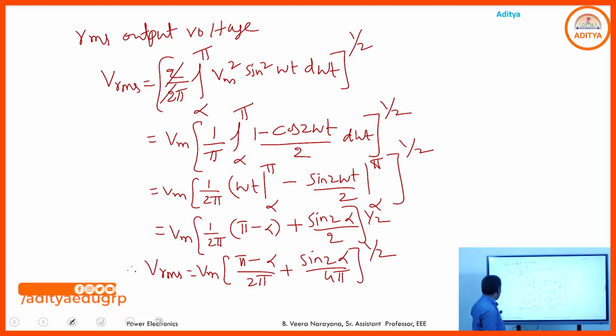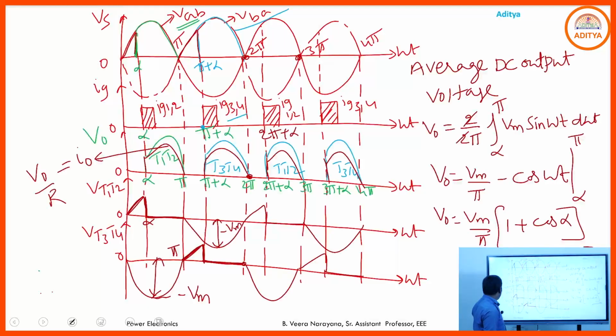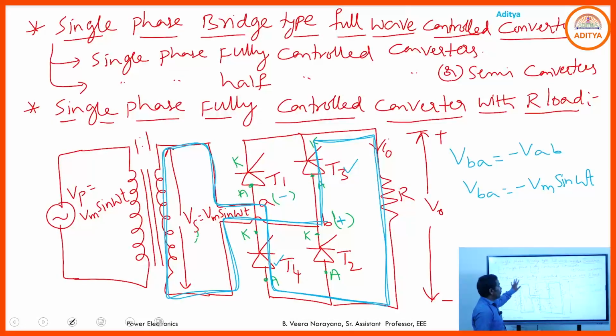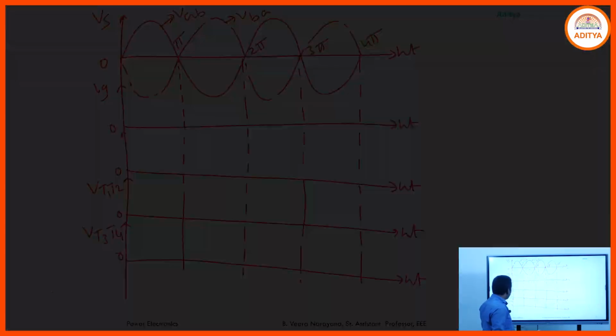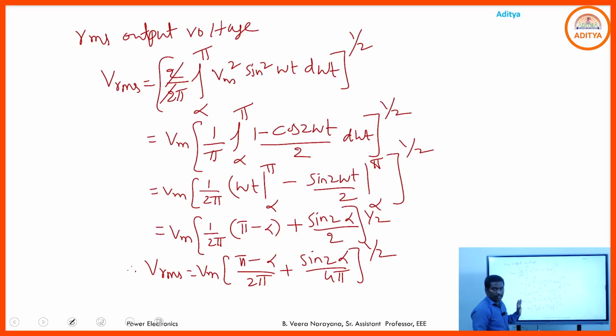Here we are discussing the operation of the single phase fully controlled bridge type converter with R load. This is the circuit diagram, and here we have the output voltage, output current, voltage across the thyristors, and the average DC output voltage. V naught is equal to Vm by pi into (1 plus cos alpha), and here it is the RMS output voltage.